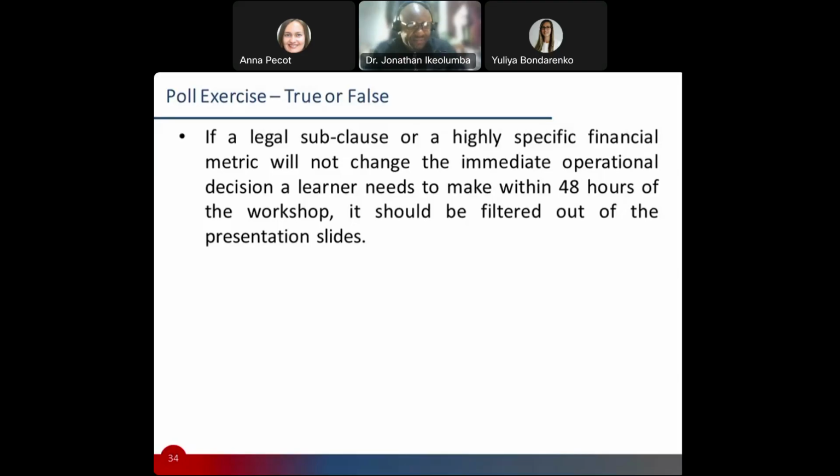All right. Thank you so much, Dr. Jonathan. Thanks, Anna. So yes, I think you had actually shared this earlier. The fact that the learners are not going to need to make use of the information within 48 hours definitely should be filtered out of the slides and then sent as a post read, an additional document. So it's a good to know, but it's not a must know for that particular presentation. Thank you.